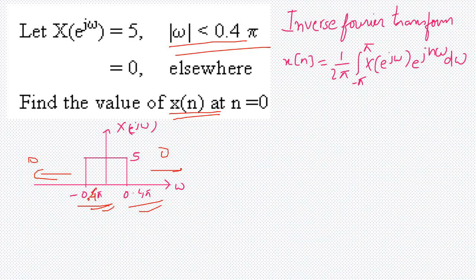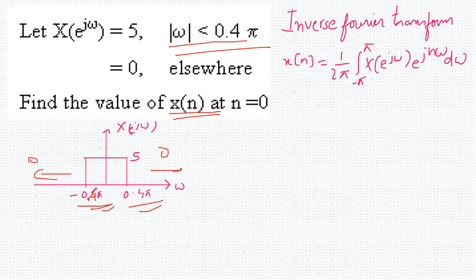We can use various approaches to do this question, but the best approach is to use the properties of Fourier transform. So let's start. The property that we'll be using is concerned with the definition of inverse Fourier transform. The inverse Fourier transform is given as 1 by 2π times this integration: integral from minus π to π of X(e^{jω}) e^{jnω} dω.